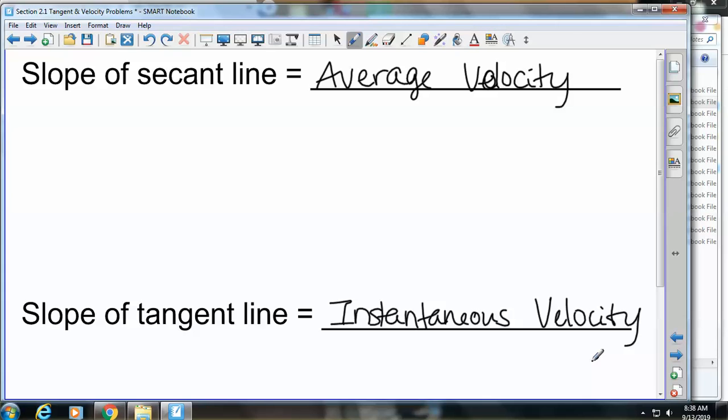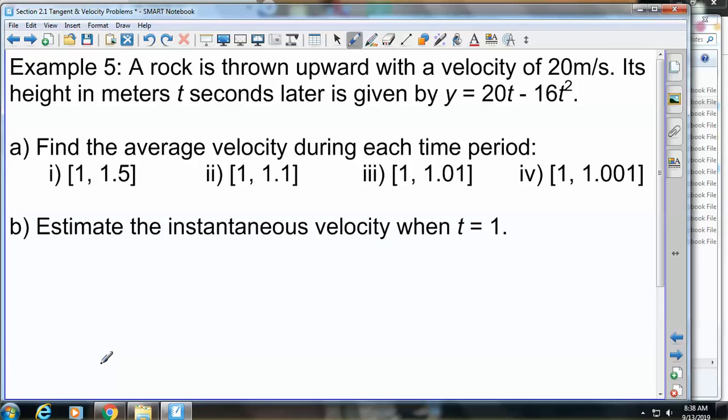I'm going to go ahead and do the last example and just finish this up. A rock is thrown upward with a velocity of 20 meters per second. Its height in meters t seconds later is given by this equation. So there's our equation that we're going to use to find our y values. Part A, find the average velocity during each time period. So I'm going to do the first one with you and then we're going to have you guys try something.